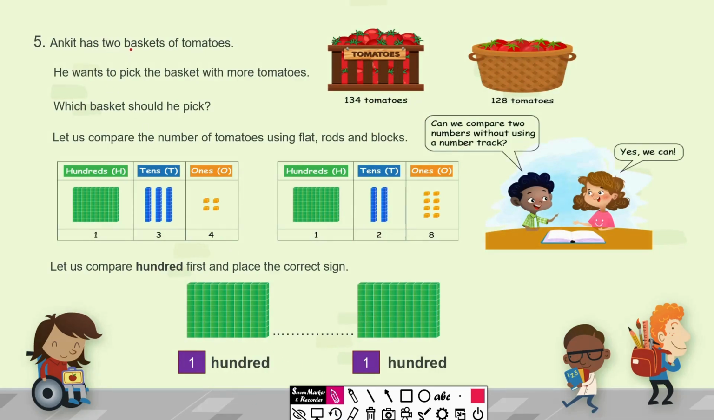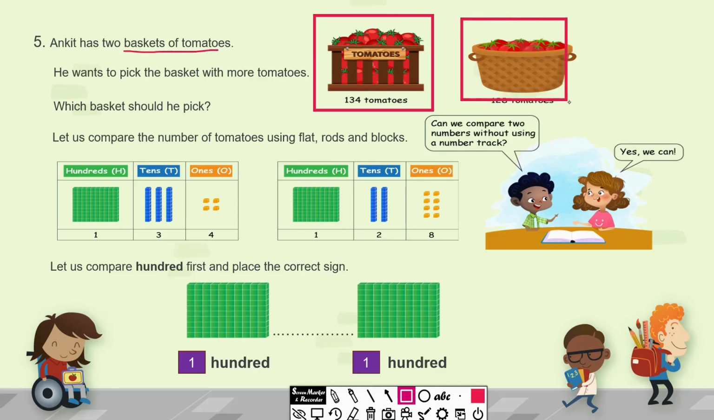Ankit has 2 baskets of tomatoes. He wants to pick the basket with more tomatoes. These 2 baskets are of tomatoes, this basket and this basket. This basket has 134 tomatoes.